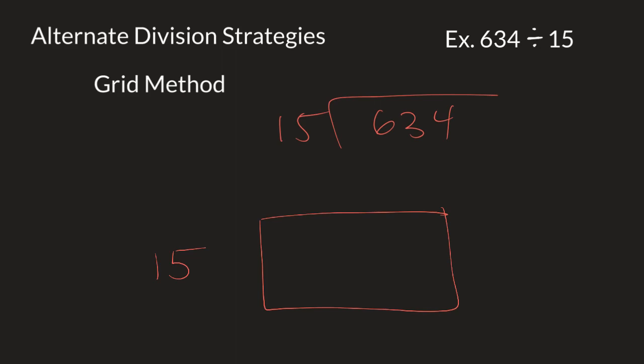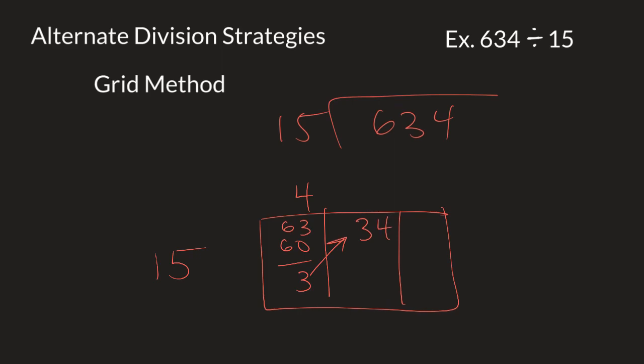We've got to start off with something manageable. 15 goes into 6? No, it doesn't. But it does go into 63. So let's start off with 63 up here. How many times does it go in? It goes in 4 times, which is 60. You subtract that, and that leaves a 3. Let's put the 3 up here, and we'll add the remaining 4. So let's put that right there.